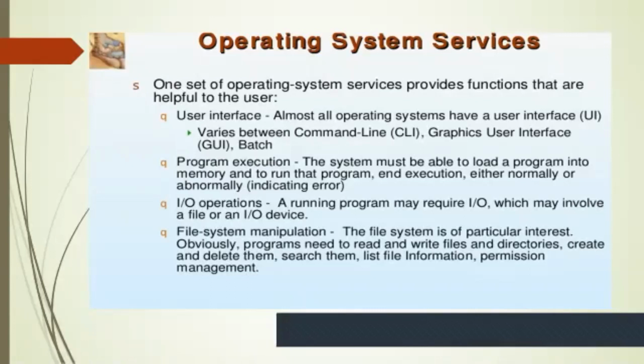One set of operating system services provides functions that are helpful to users. That means, actually, what is the main aim of an operating system? It is to provide services which enable the user to work efficiently. User interface: almost all operating systems have a user interface, and it varies between CLI, GUI, or batch.